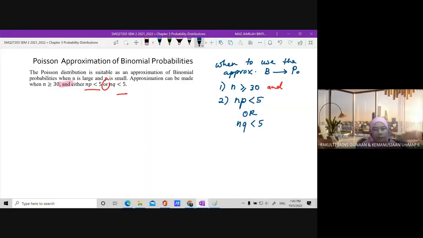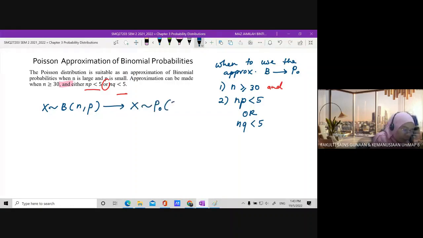Now that will be the scenario of how you can do the approximation from binomial to Poisson. And of course, when we do the approximation, the original probability distribution is following binomial with n number of trials and probability of success p. When you approximate, how does the probability distribution look like? So x will be following Poisson with lambda equal to n multiplied by p. So that will be your lambda.